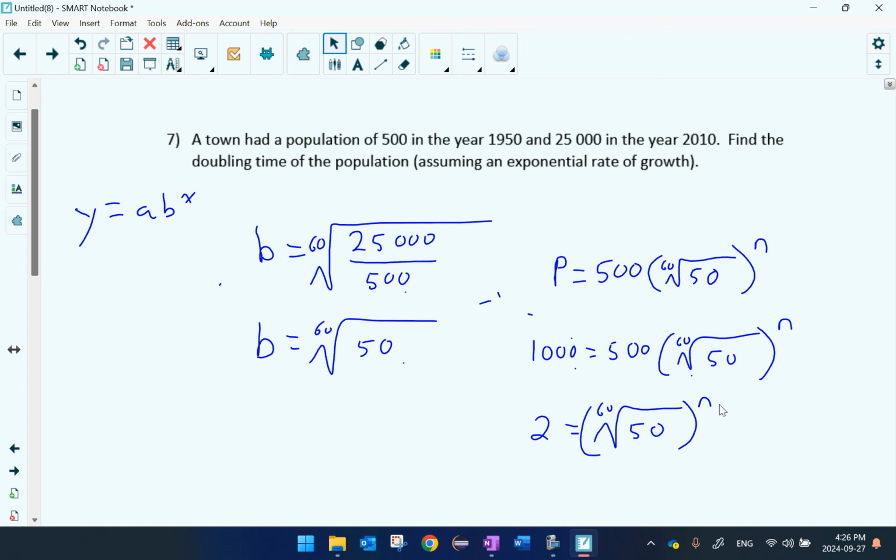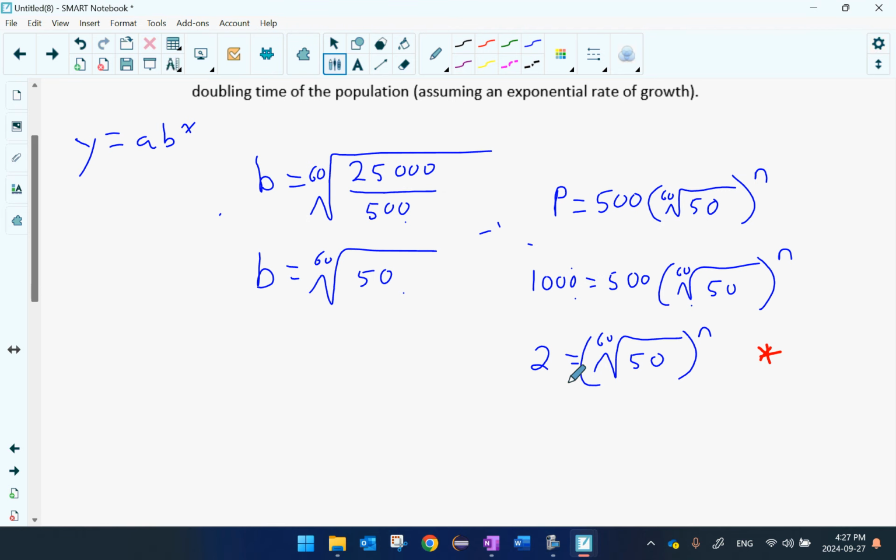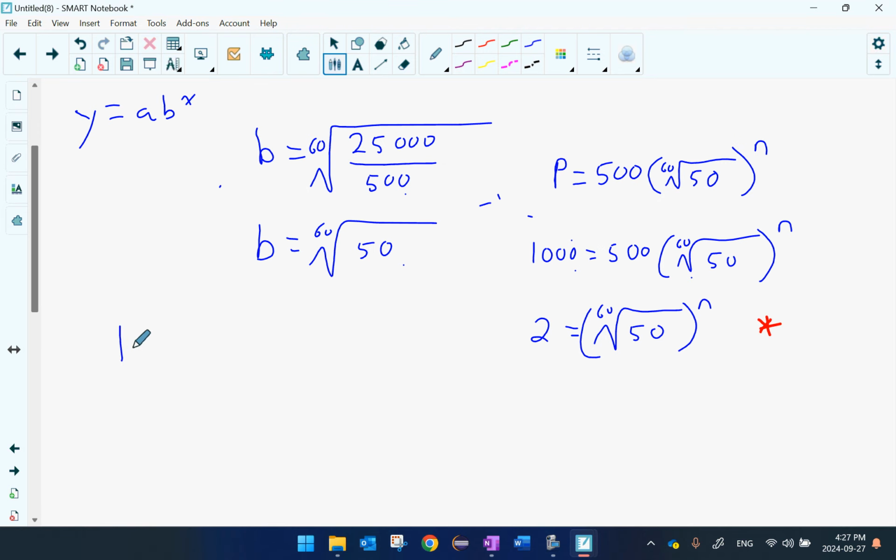Another way of interpreting this is that it's the same as an initial population of 1. How long does it take an initial population of 1 to reach a population of 2? Well, that's going to be the same amount of time as it takes 500 people to turn into 1,000 people, according to exponential growth. Okay, back to this equation. We'll take the log of both sides, and we'll get log 2 is equal to the log of the 60th root of 50 to the power of n.